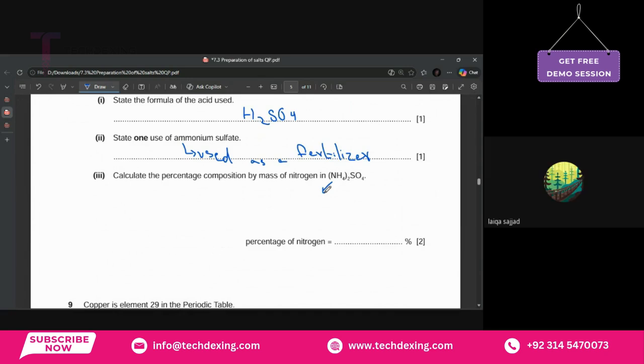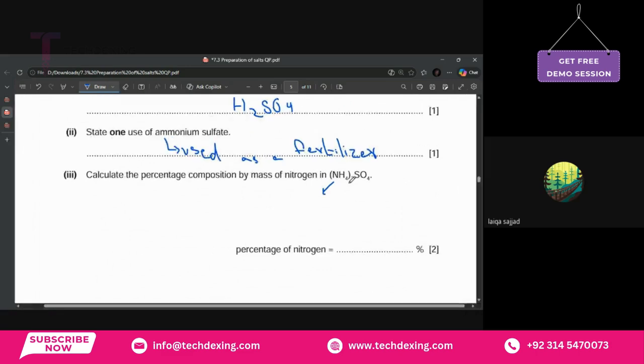What's the mass of one nitrogen atom? It's 14. But we have two nitrogen atoms over here. You have to tell the mass numbers. You know them. What's the mass number of nitrogen? Like the atomic mass. What's the atomic mass of nitrogen? Nitrogen is 7, 14. This is the atomic number, and this one is the atomic mass or the mass number.